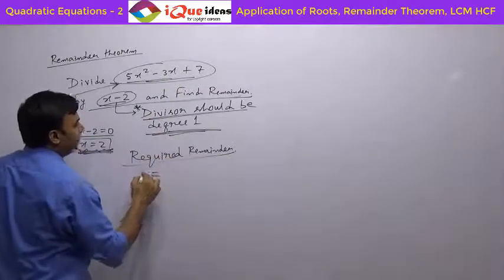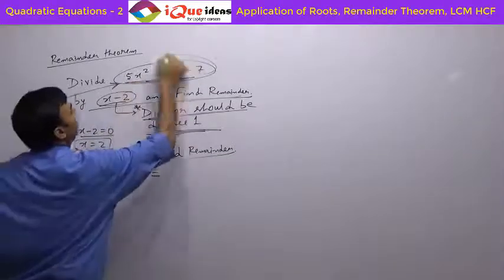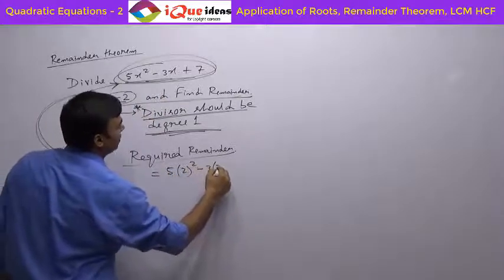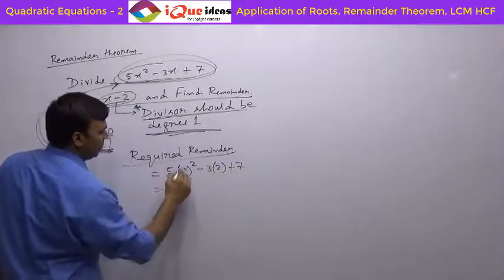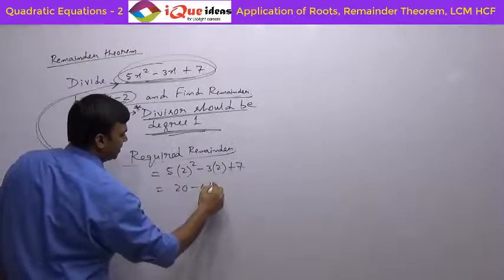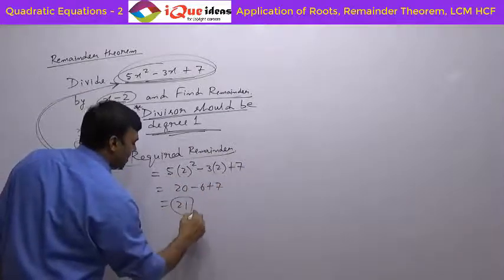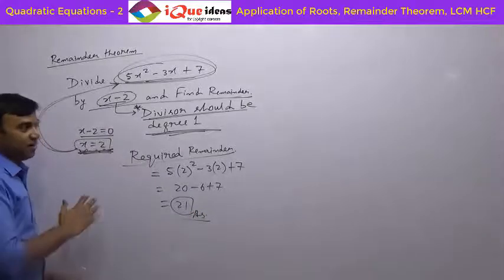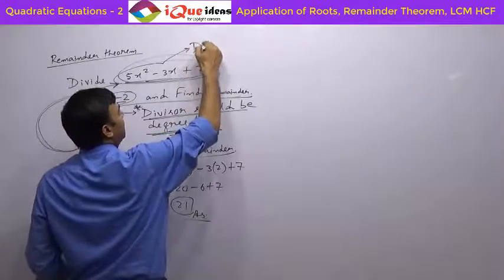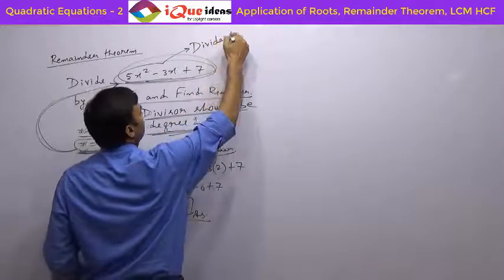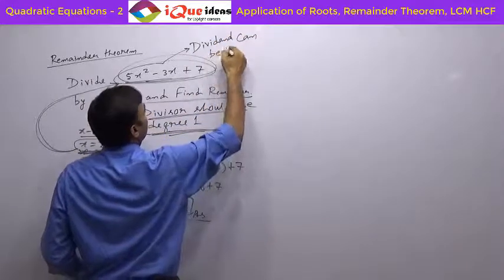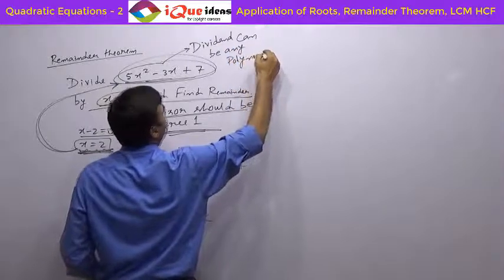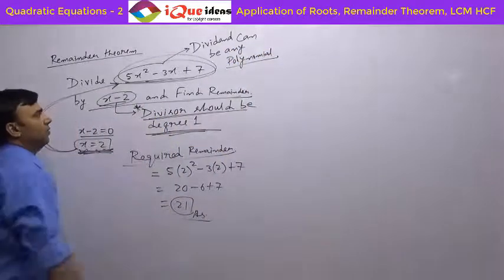So the required remainder will be x equal to 2, you have to put here in place of x. So it is 5 into 2 square minus 3 into 2 plus 7, that is equal to 4 into 5 is 20 minus 6 plus 7, that is 21. So straight away we can get such situations. Alright. So this is a very beautiful question. Remember, the dividend can be any polynomial. Dividend can be any polynomial. Okay. But the condition is the divisor has to be degree 1 only.